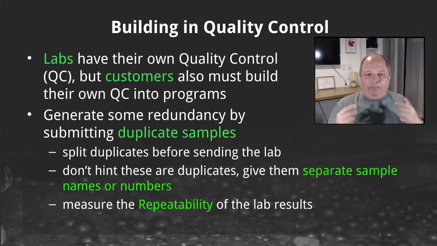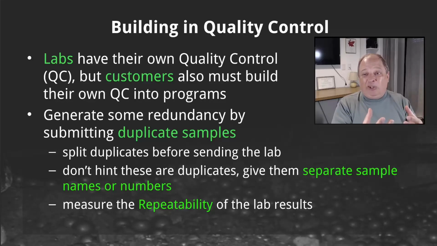In your program, add some redundancy by putting duplicate samples into the sample stream that's going to the lab. Right? This is very simple. You just take one of your samples, well, more than one, split it in half, put different sample numbers on those two, and send them into the lab. And when the results come back, the lab will think they're different samples, so they're going to come back with different work index numbers. And then you, in the post processing, can work out what the repeatability was, because you know that those two were actually the same sample.